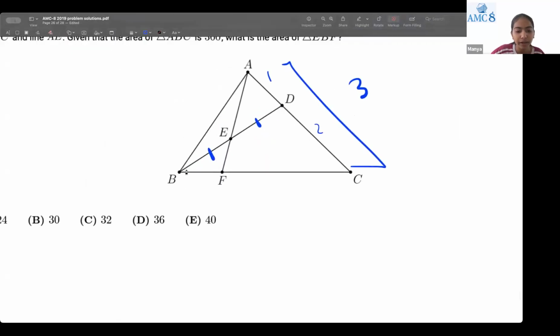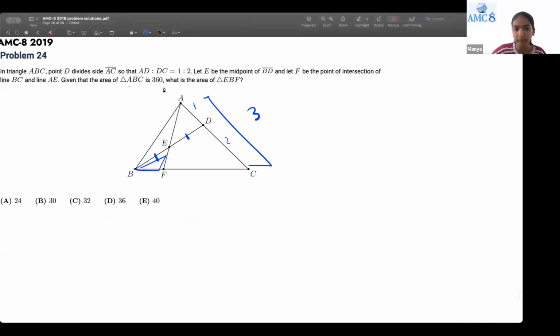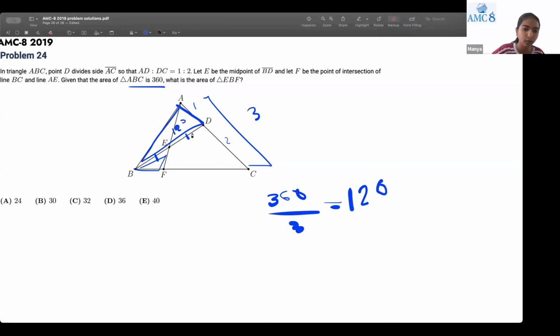To find the area of this triangle, since we know that the total area of ABC is equal to 360, what is the area of EBF? So we'll have to do 360 divided by 2 plus 1, which is equal to 3. So 360 divided by 3 is equal to 120. So that means that this triangle right here, since it's 1, is equal to 120. And this triangle right over here is equal to 240.